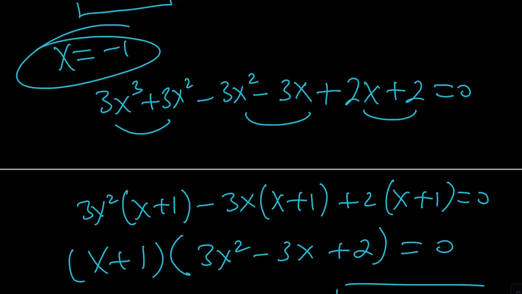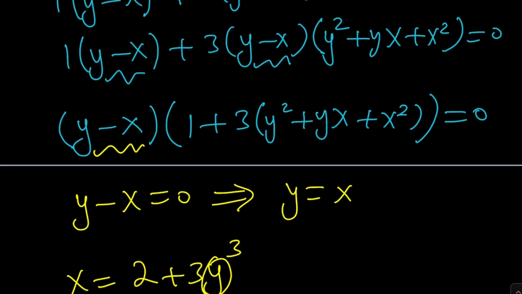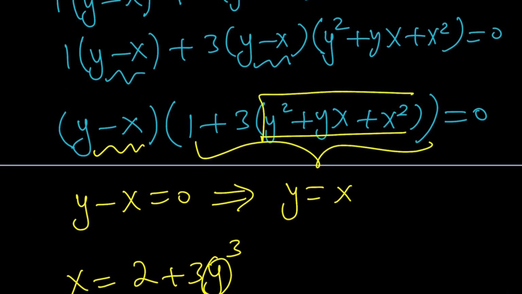And if you look at the other factor, this is never going to be 0. Why? Because this expression is always positive. You can check it out. Plus 3 times that plus 1 is always going to be positive 2.